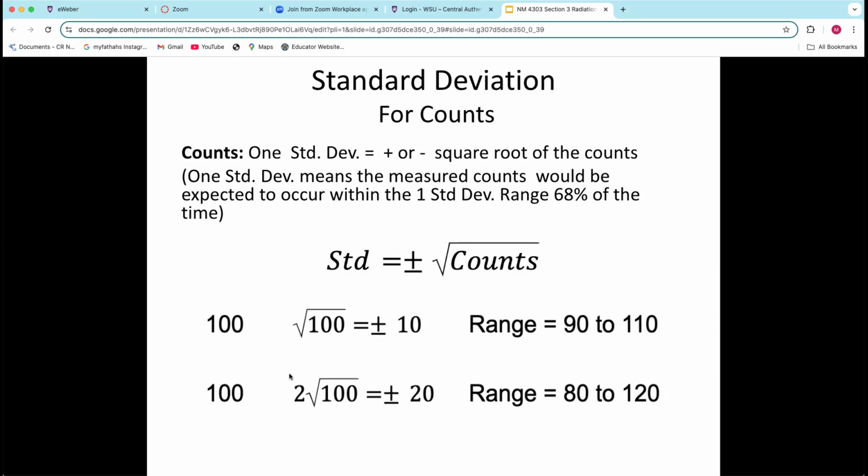If you did two standard deviations, you would do the same thing, but you would multiply by 2. So it'd be 2 times the square root of 100. Square root of 100 is 10. So when you do that, you get plus or minus 20. So your range gets a little bigger when you're willing to look at those two standard deviations. So that's 80 to 120. Okay, so that's how a standard deviation is calculated.